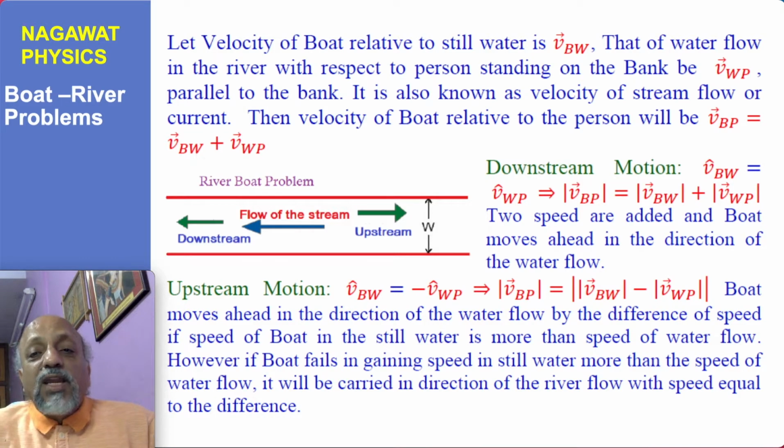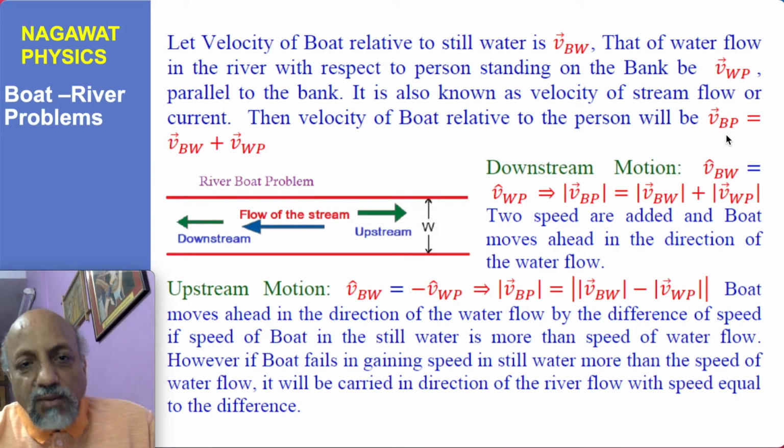So it becomes very clear that the velocity of boat with respect to the person standing on the ground can be obtained if you know the velocity of boat relative to the still water and if you know the velocity of the flow of water. So by adding the two velocities, it is a kind of addition of velocities involved, we can obtain the VBP.